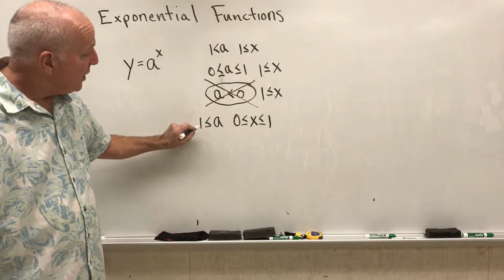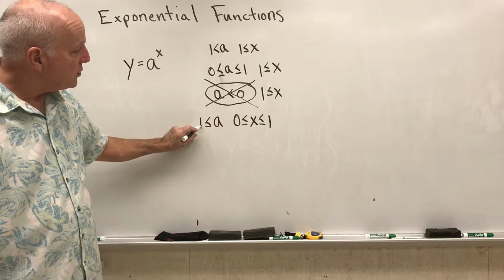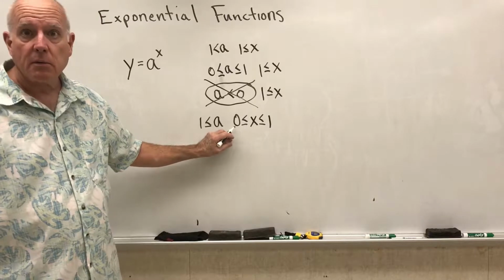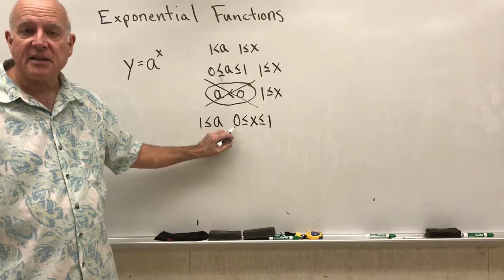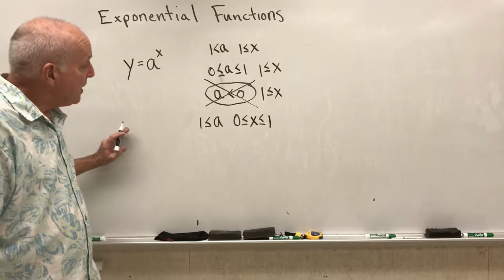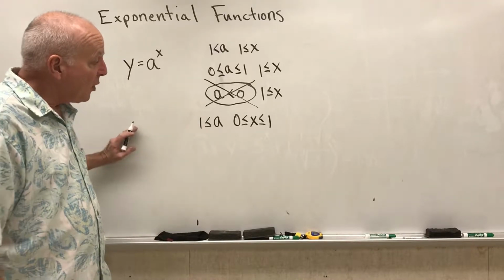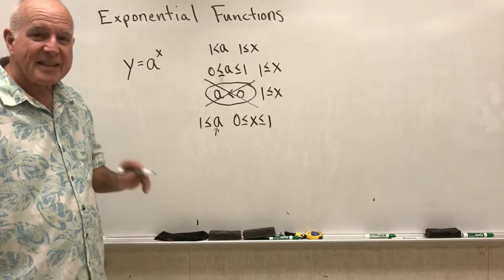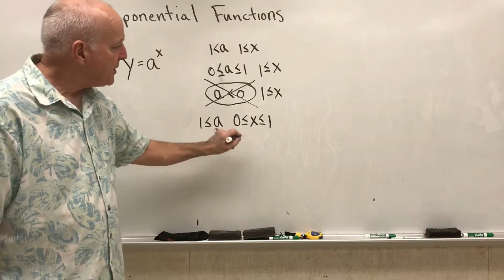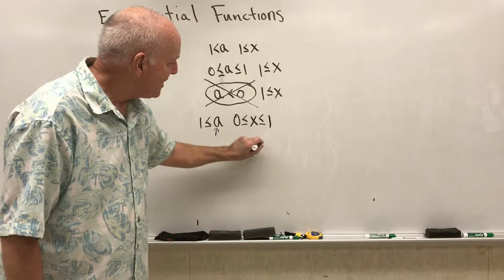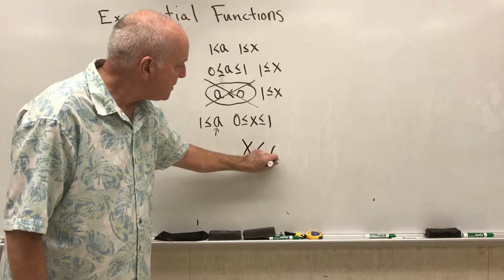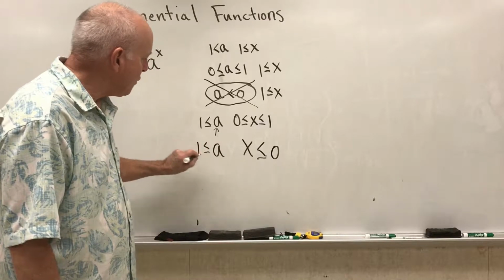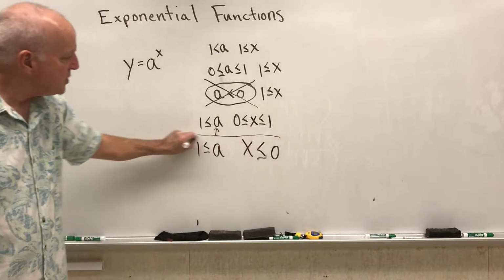Finally, yesterday we looked where a was greater than or equal to 1, a whole number, and x was between 1 and 0. All right, and we saw what that did, that it went from the number 1 up to whatever the value of a was. Today, let's look at what happens when x is less than or equal to 0 and a is greater than or equal to 1. All right, so this is what we're going to do today.